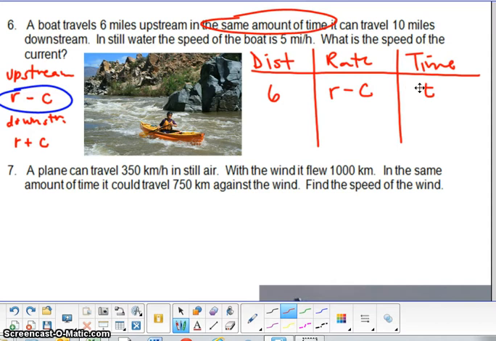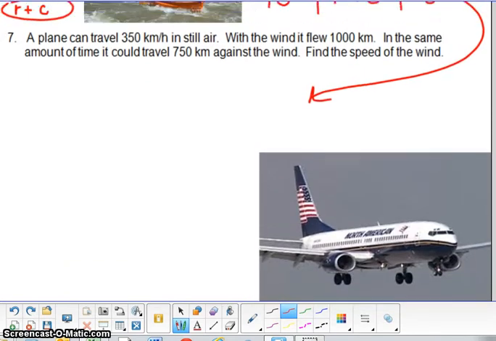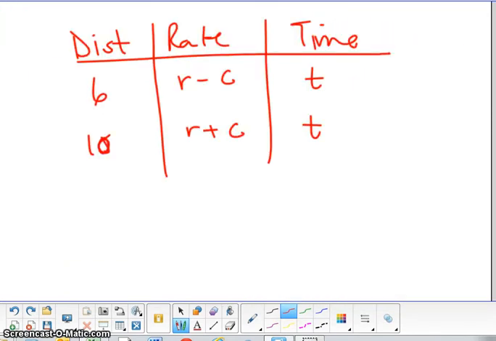Okay, also it says that the same boat can travel 10 miles, so that's 10, downstream, which we know is going to have an effect on the rate. It's going to make it faster, and then the time is going to be exactly the same time, so those are going to be equal to each other. Okay, so let's continue this down here. And okay, now that I have more room, we can continue.